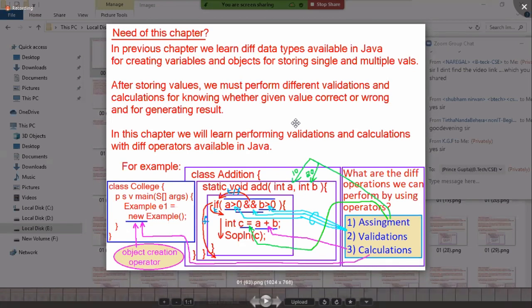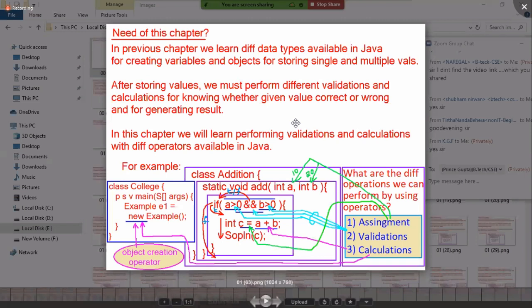It is also a kind of calculation operation. In the background, it is doing some calculation, creating the object, returning the reference, and storing the reference in the variable, right? So new is also an operator. It is an object creation operator. It is also meant for performing calculations, not meant for performing assignment, not meant for performing validation.